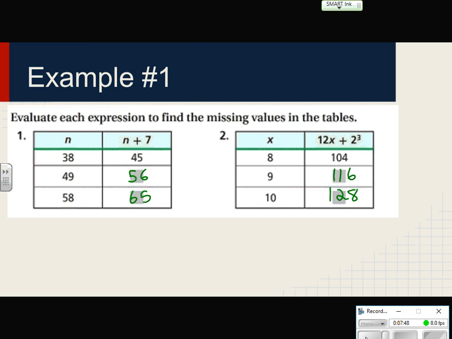With number 2, hopefully you saw again you have 2 cubed, which means 2 times 2 times 2, which would give you 8. Hopefully that made it a little easier. And remember, when you see a variable next to a letter, that always means multiplying. So we're basically multiplying 12 times 8, the constant times the variable, and then 12 times 9, and then 12 times 10.